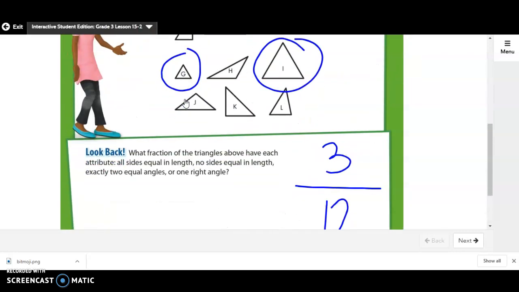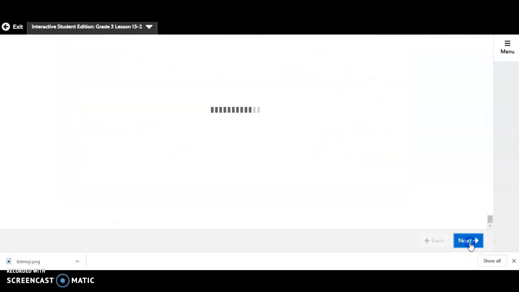Now you could pause the video here and you could figure out the fraction that had no sides equal length, exactly 2 equal angles, or 1 right angle. You could pause that, go through here, practice. This is just a little bit of extra practice on fractions since we haven't seen that in a little while.